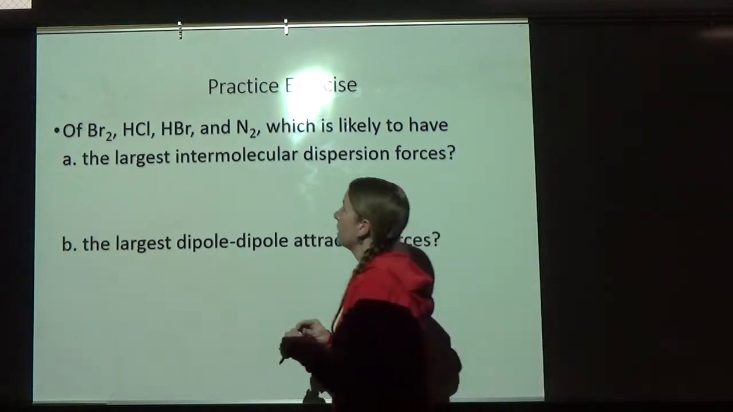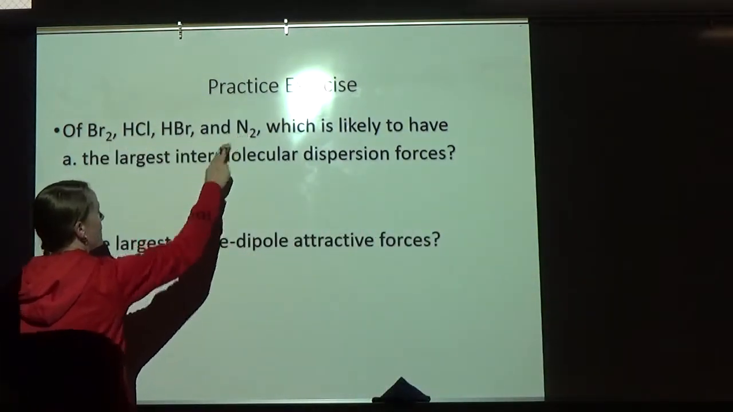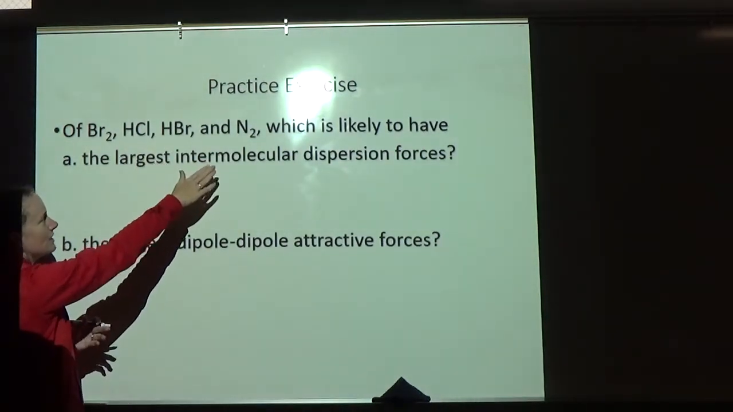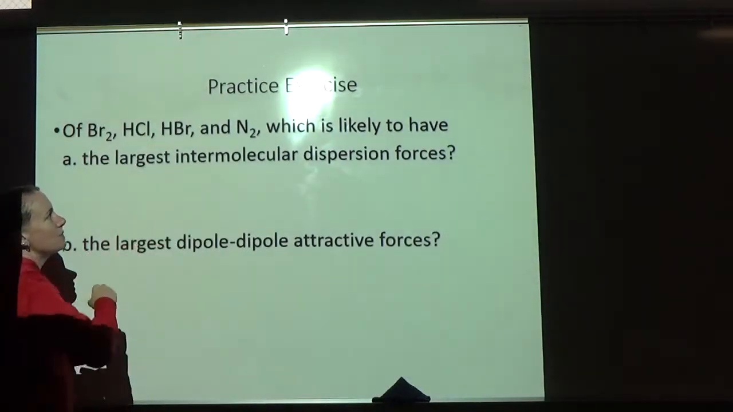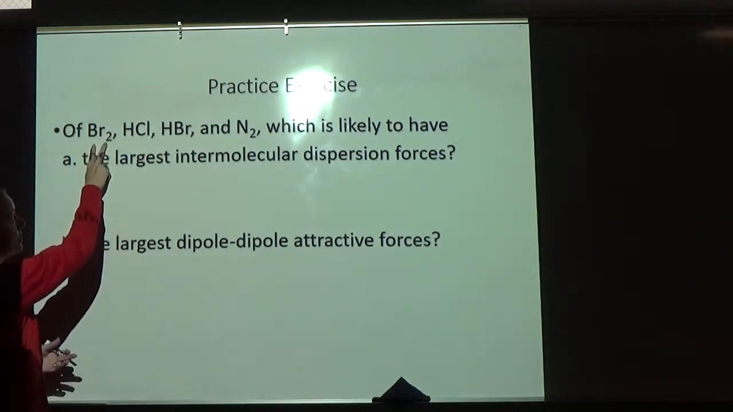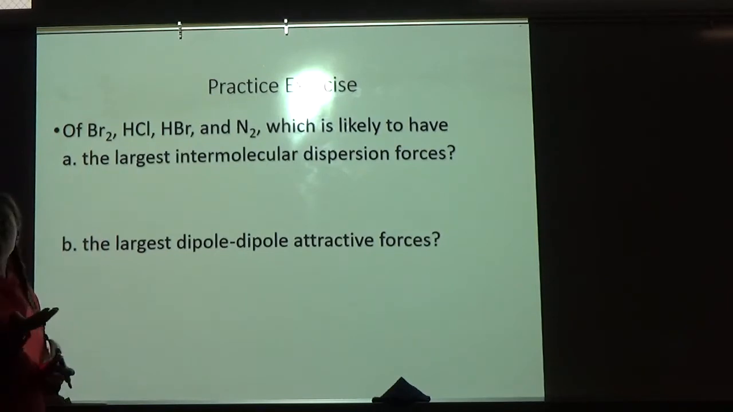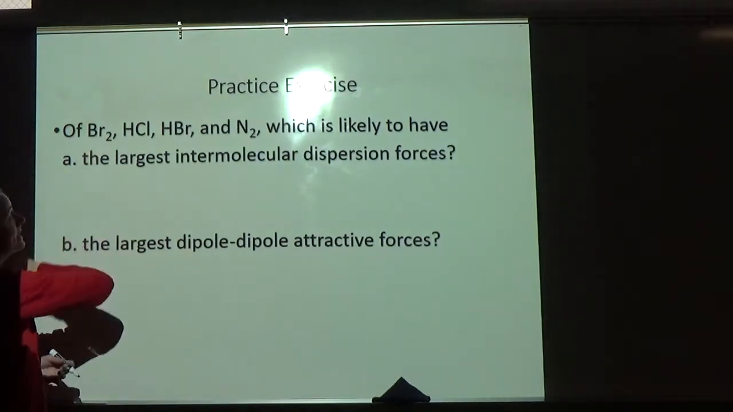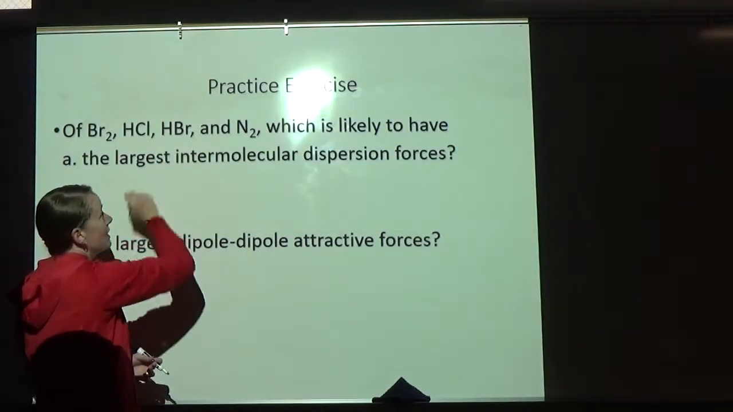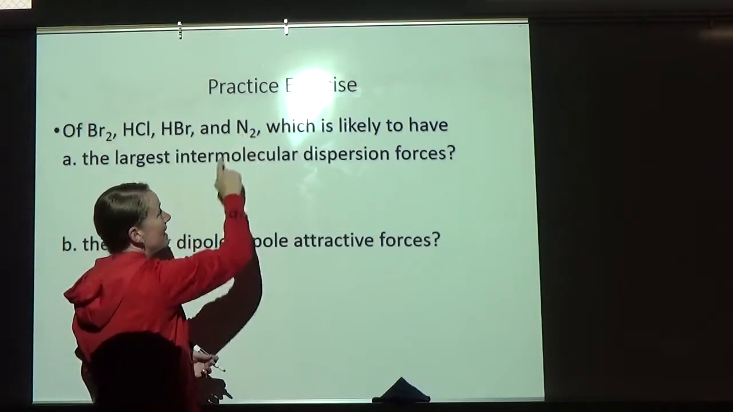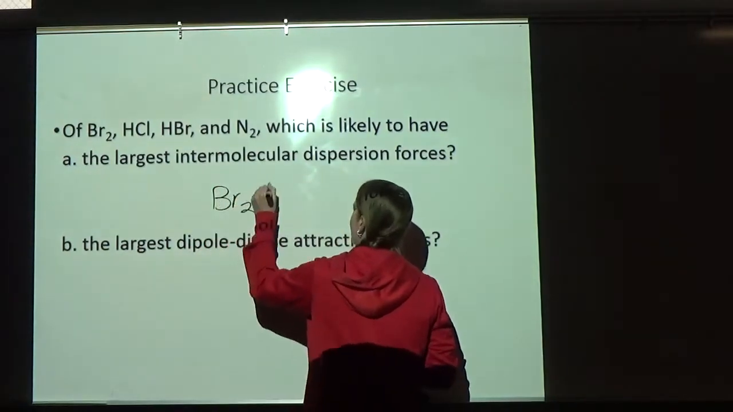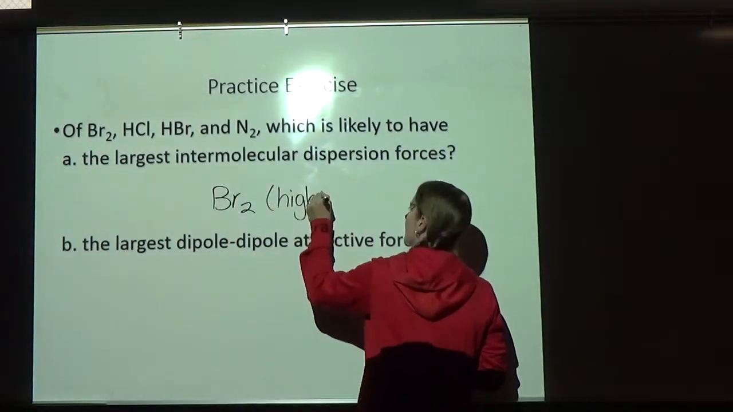All of these are diatomic molecules, so they would all have a similar molecular shape. Of course, the polarity is going to differ, but for London dispersion forces, we are going to focus on the molar mass. Br2 is going to have the highest molar mass. Br is about 80, so 80 times 2 is 160. HCl is about 36 when you add that together. HBr is about 81. And N2 ends up being about 28. Since Br2 has the highest molar mass, that is the one with the greatest London dispersion forces.